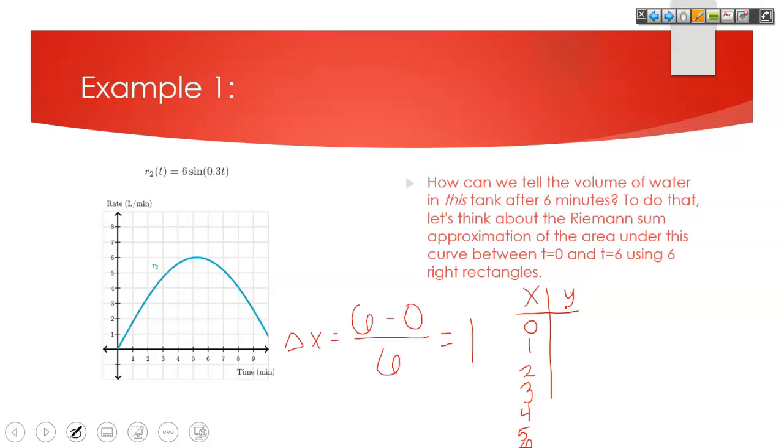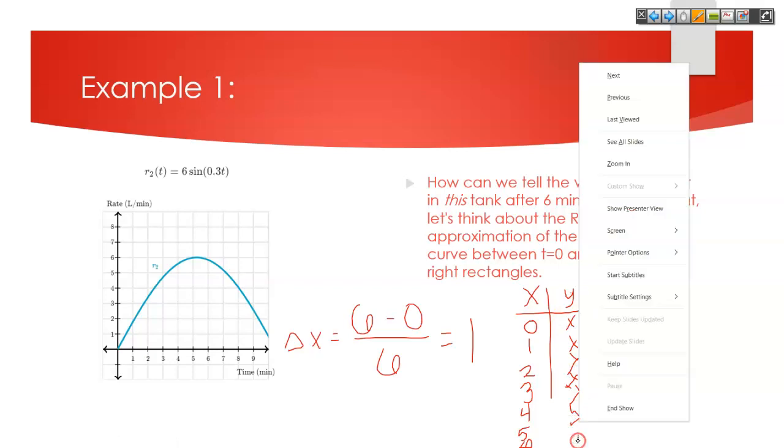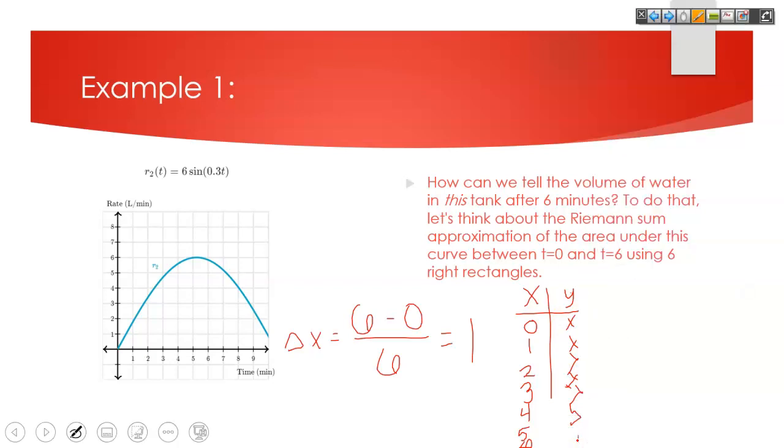Okay, it's not actually asking us to do it, but this is how you would set it up. So you would need your table with 0 through 6. You would get the y values from your table, and then set up whatever Riemann sum. So this one says using 6 and right, so that means I actually don't need 0. And then you would add or sum the numbers on one side.